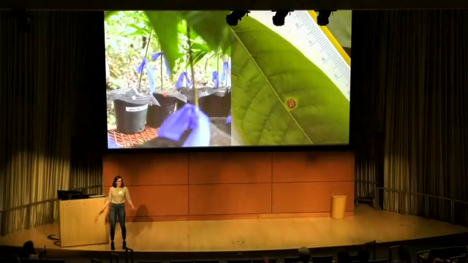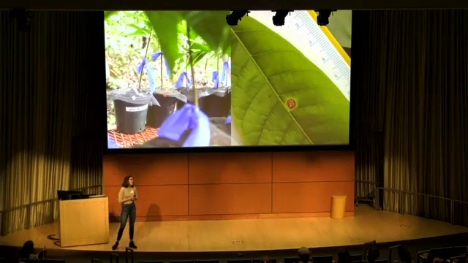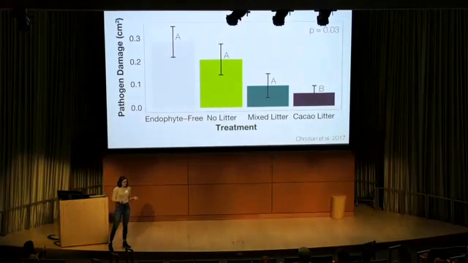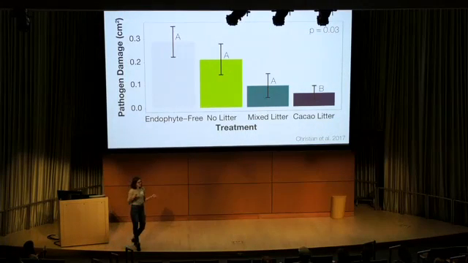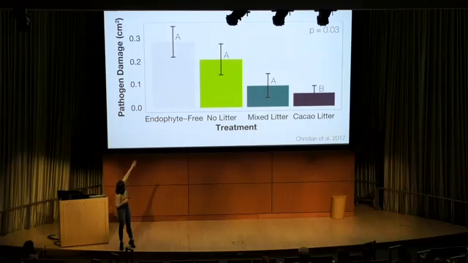Two weeks later, I attacked my plants with a pathogen. This is Phytophthora carnivora, which causes black pod rot. It's important in nature as well as in cacao plantations. And I found something really interesting: seedlings that were exposed to cacao litter, so conspecific leaf litter, experienced less pathogen damage, here on the y-axis, compared to the other treatments, as well as the endophyte-free plants, this faded bar, that were left in a growth chamber for the duration of the experiment.